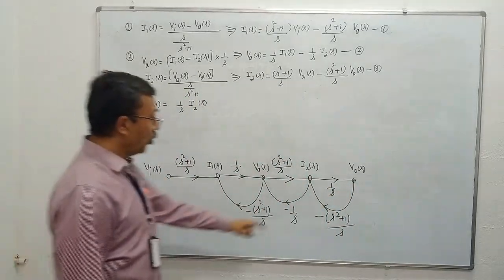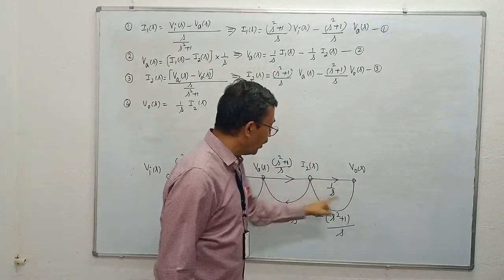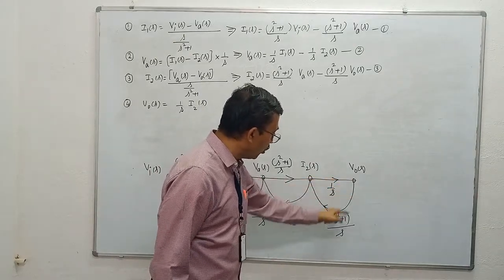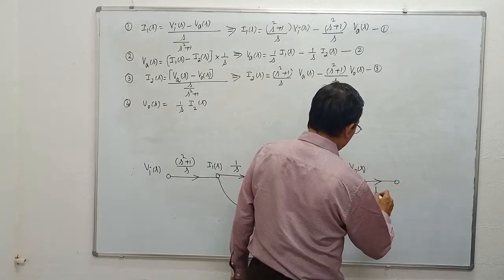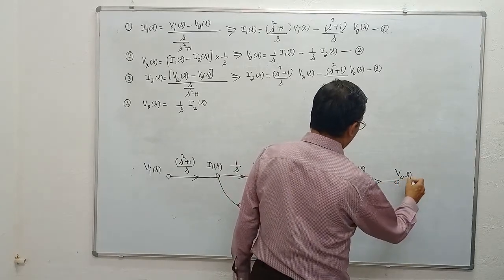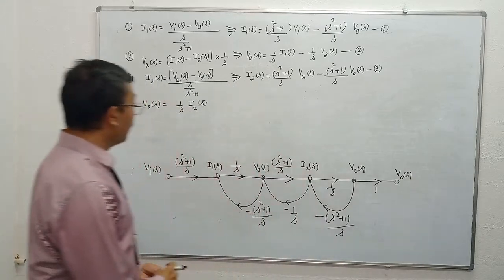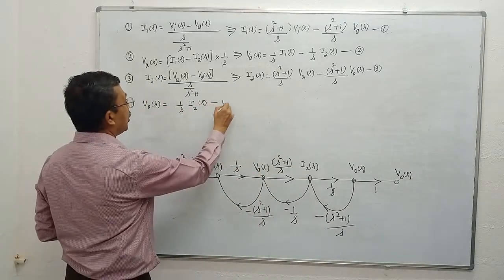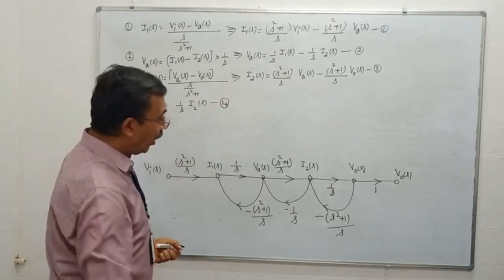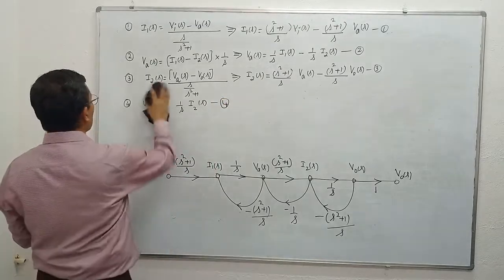Now the output node is a node having only incoming branches. There is one incoming branch, one outgoing branch. To meet the definition of output node, V0 of S is multiplied by 1 and call it V0 of S. This signal flow graph has been drawn using equations 1, 2, 3 and 4. Now we will apply Mason's gain formula.